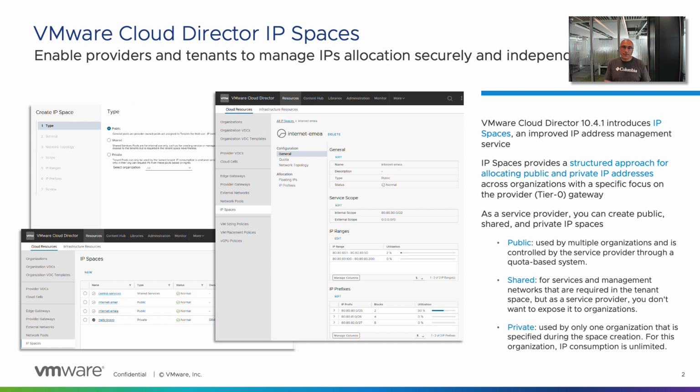There are three types of IP spaces that you can create. The first type is the public one, which is created by the provider and can be shared between multiple tenants. For this IP space you can create quotas: there is a default quota where you specify how many IP ranges and how many prefixes of different sizes can be created. You can also create custom quotas for different tenants.